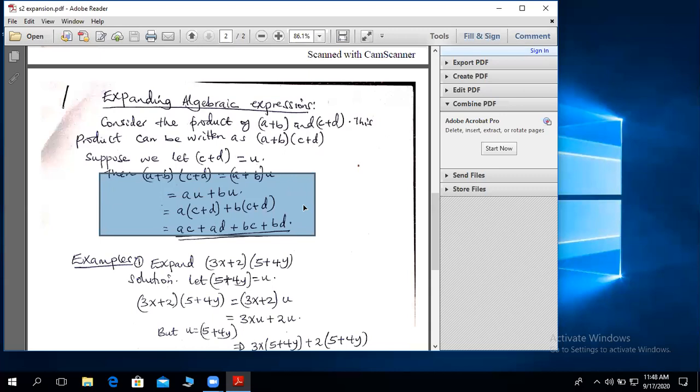Please, you must understand this. I didn't understand. Didn't understand? What if A is negative?